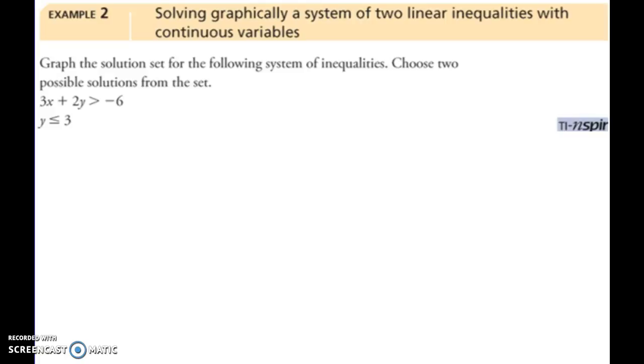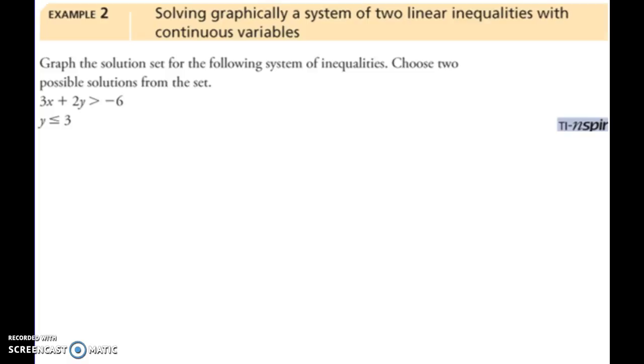In section 6.3, graphing to solve systems of linear inequalities. This is exactly like what I showed you in section 6.1, except you're just graphing two lines at once. You're doing the same thing, just two lines are going to be on your graph. This one says graph the solution set of the inequalities and then choose two possible solutions.